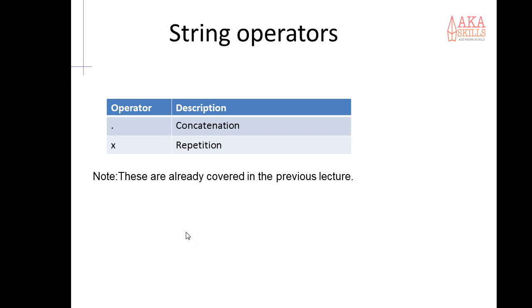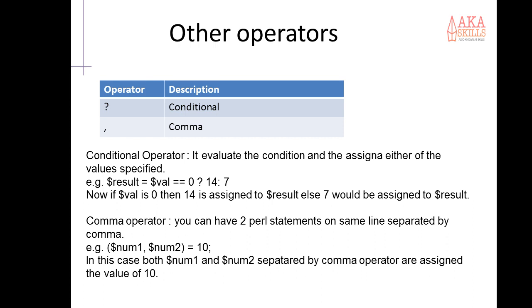The string operators, we have looked into both of these in detail in the string manipulation lecture. Though I'll quickly give you a brief overview. These are concatenation and repetition. Concatenation will concatenate two of the strings which are in consideration. Repetition will repeat the string the number of times you have specified as the integer value. The other operators in Perl are conditional and comma operators.